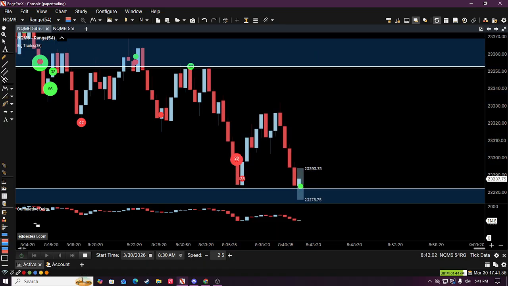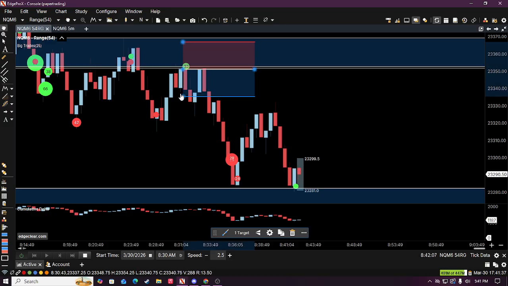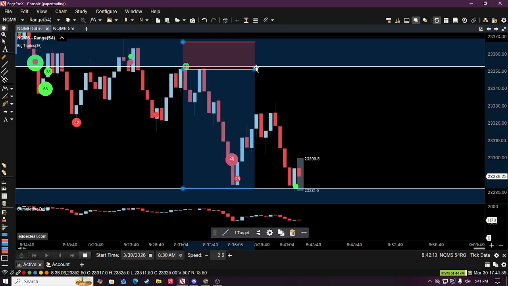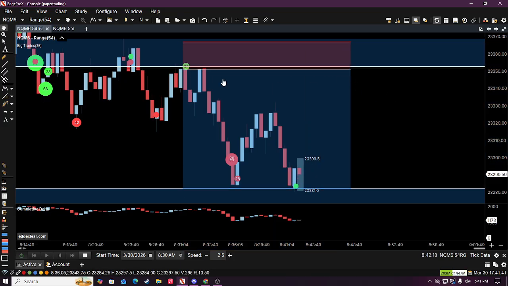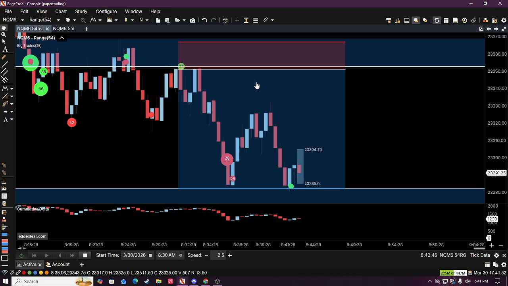Wait, let me do this again. It was pretty much this. So this was the first trade that I took today. As you can see, almost no drawdown. This was a very good trade. This was a fantastic trade for me.